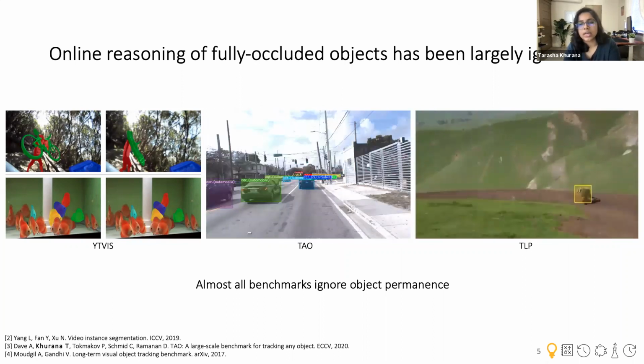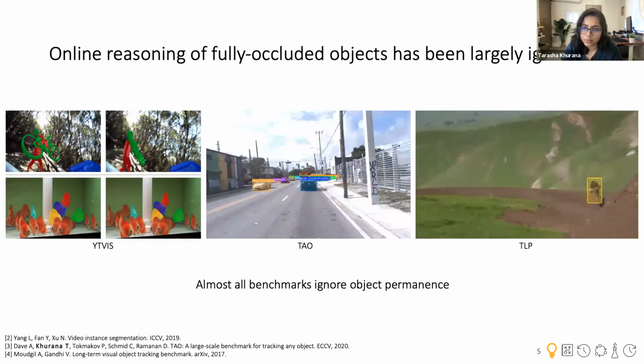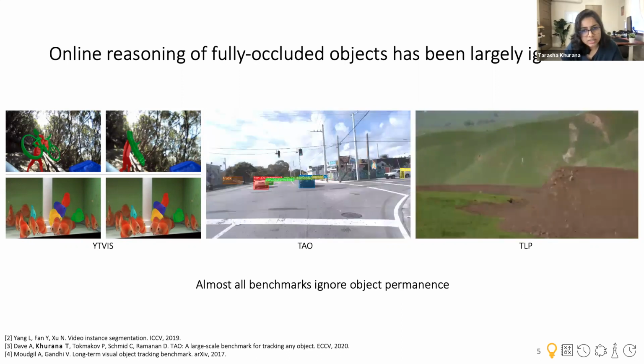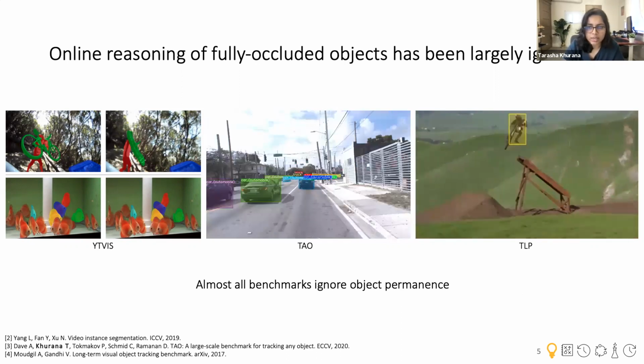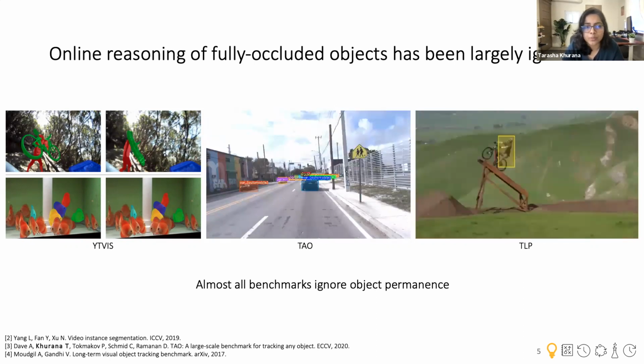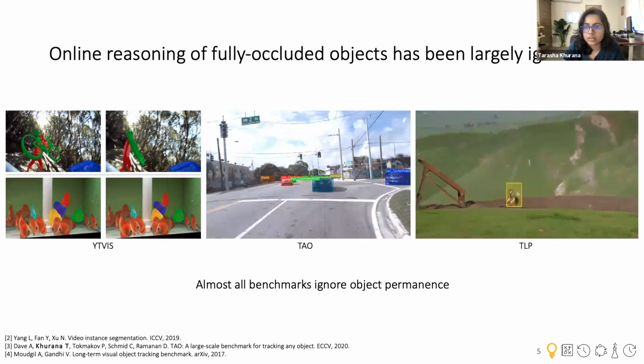So here I'm showing annotation examples from YTVIS, TAO, and TLP, which are multi-object tracking datasets. And you'll see that all of these datasets label only the visible extent of objects when they are partially occluded, and then they don't label them at all when they are fully occluded.